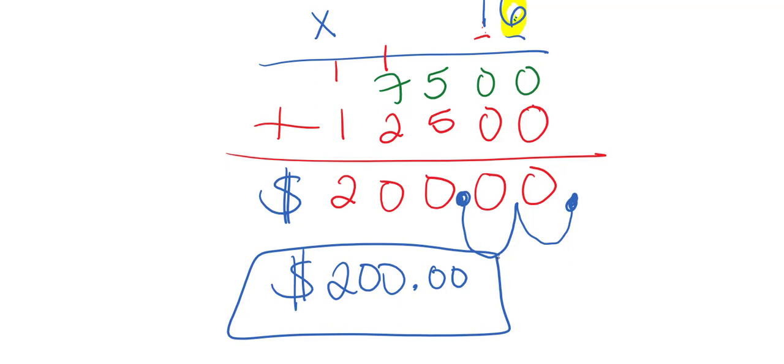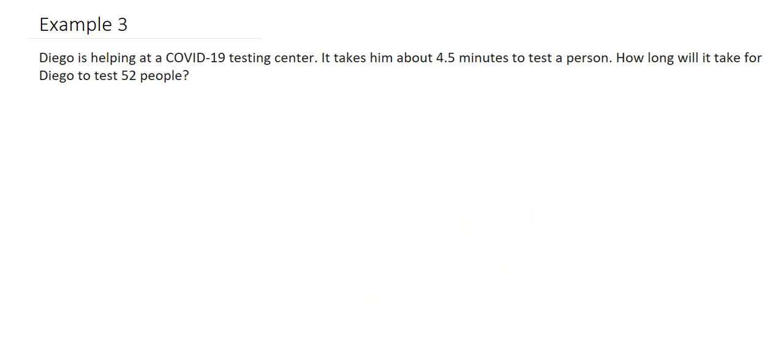Now let's go ahead and look at the last example. Example 3: Diego is helping at a COVID testing center. It takes him about 4.5 minutes to test a person. How long will it take for Diego to test 52 people? So we have 4.5 and 52, we need to multiply. Right, so that's our multiplication.